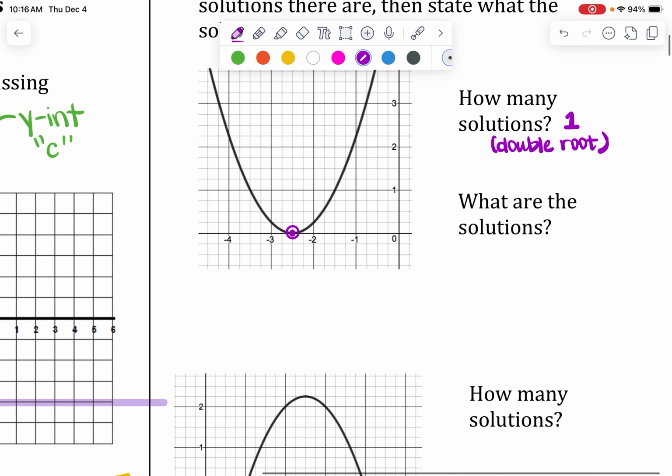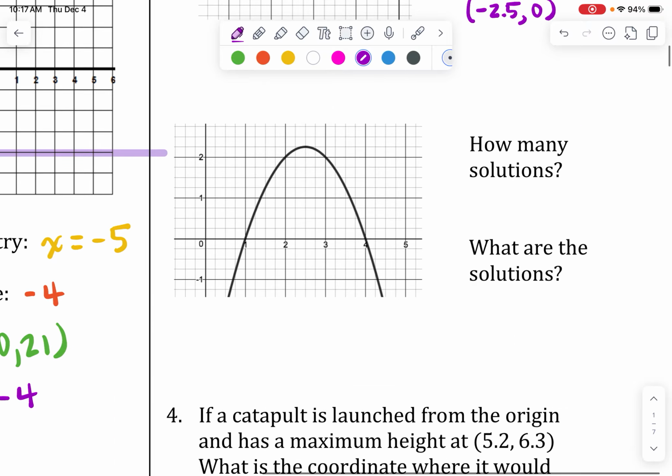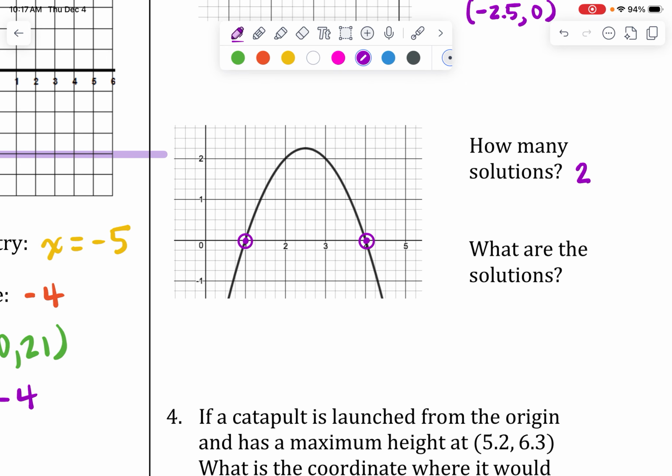All right, and what is that solution? Well, it looks like I'm exactly between -2 and -3, so it looks like -2.5. And again, if I was to solve this by factoring or the quadratic formula, I would be getting x equals -2.5 and then x equals -2.5 again, right? Hence only the one solution. All right, on this one, how many solutions? Well, clearly, it's crossing the x-axis here at 1 and then crossing again here at 4. So he has 2 solutions, as all quadratics do, and his solutions are 1, 0, and 4, 0.